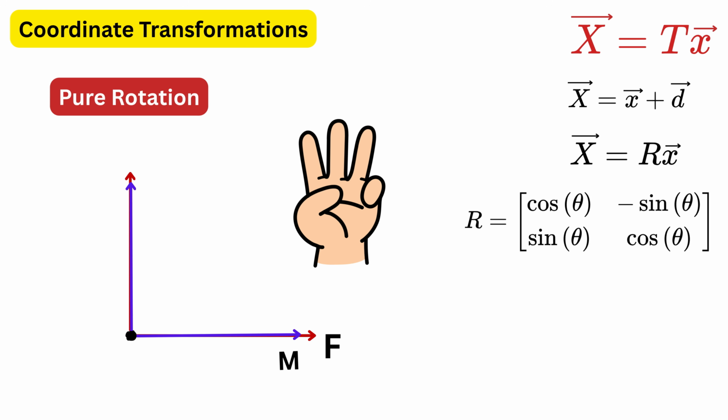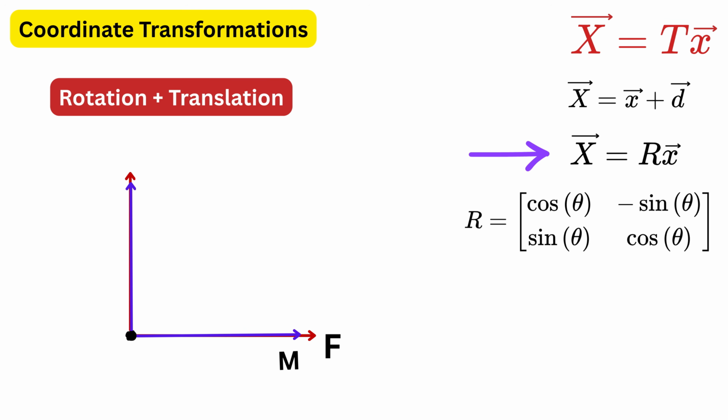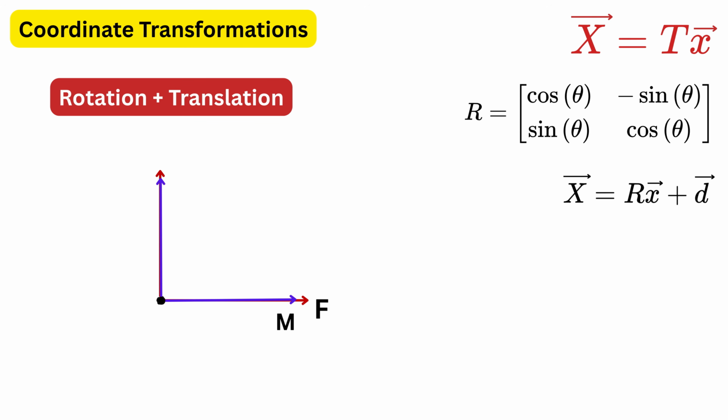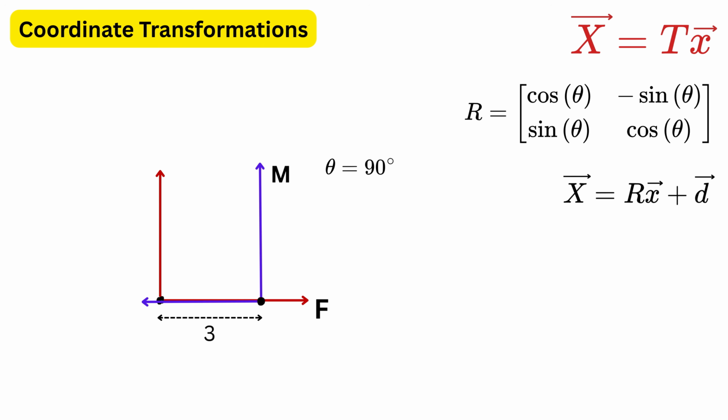The third and most general case is when the moving frame undergoes both rotation and translation. Here, we combine both the rotation matrix R and the translation vector D to get big X equals R times small x plus D. Let us understand this with an example. Suppose the moving frame M is first rotated 90 degrees counterclockwise, and then translated 3 units to the right and 1 unit up with respect to the fixed frame F.